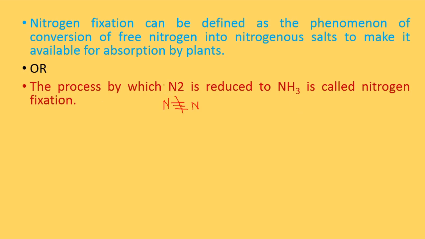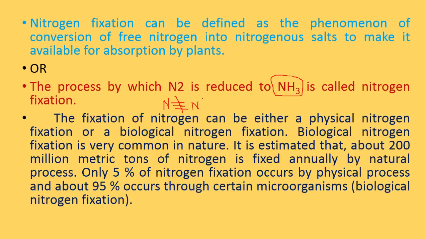This N2 is atmospheric nitrogen and it is not readily available for plants. It should be reduced, or in other words converted, into ammonia, which is a very favorable form of nitrogen for plants to absorb. So in the process of nitrogen fixation, N2 gets reduced or converted into NH3 and the plant will readily absorb nitrogen from ammonia. This particular process of reduction of N2 to NH3 is also known as nitrogen fixation.